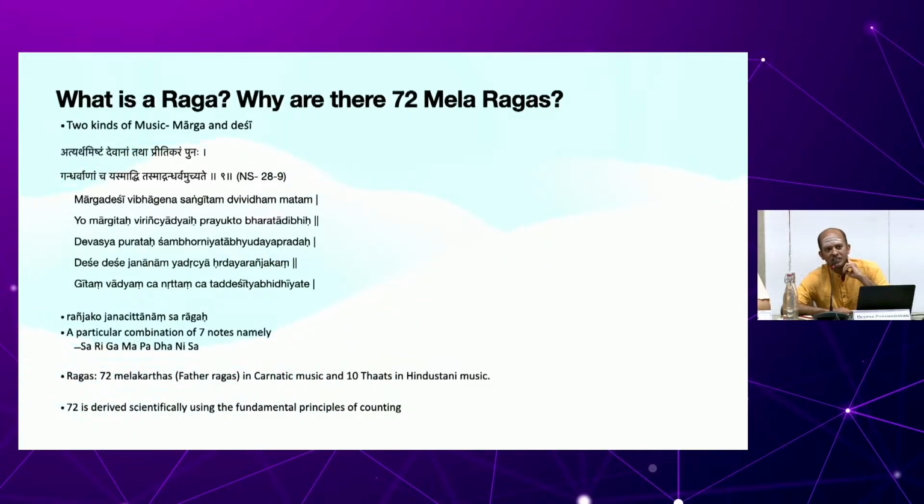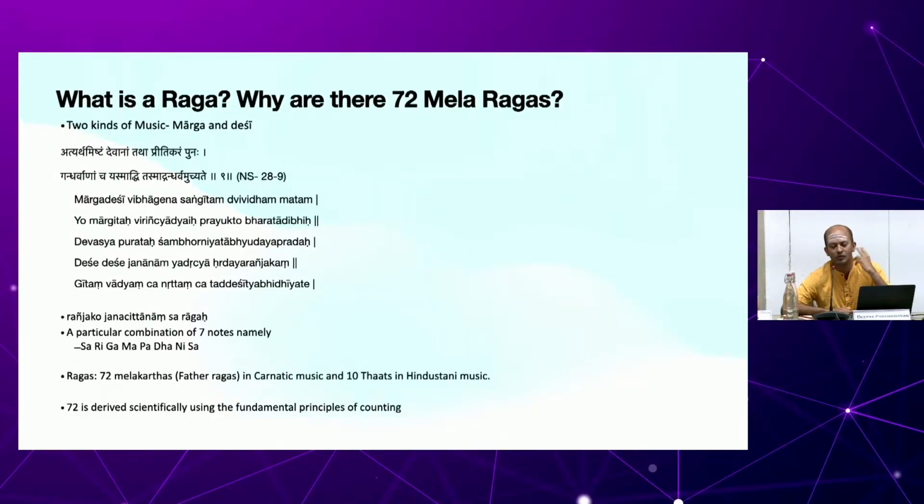Geetam Vadyam Chandrityancha Tad Deshiti Abhidiyate. Again, Ranjako Janachittanam sa Ragaha. So there is a definition. So what is a raga? A combination of these 7 notes, Sa Ri Ga Ma Pa Da Ni. And there are 72 Melakartas in the Carnatic system and 10 thaats in Hindustani.